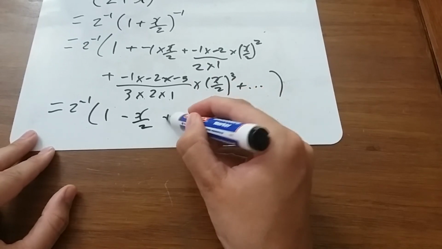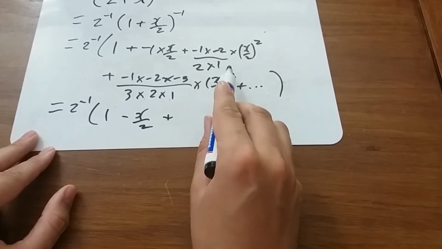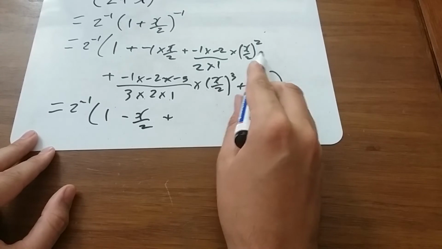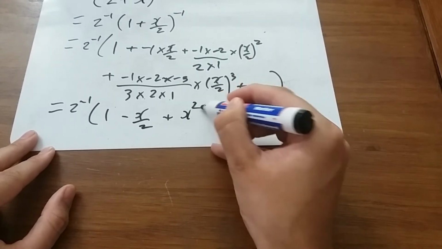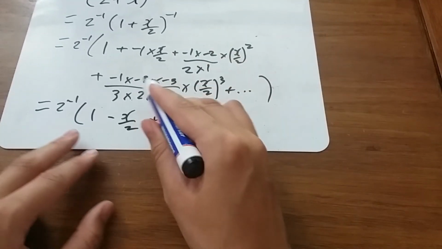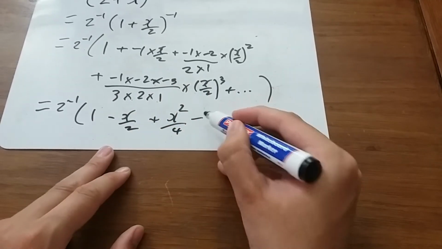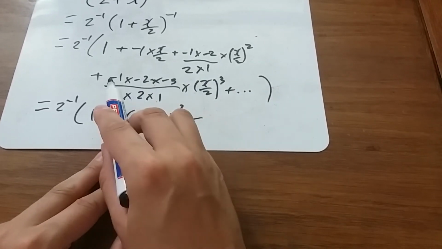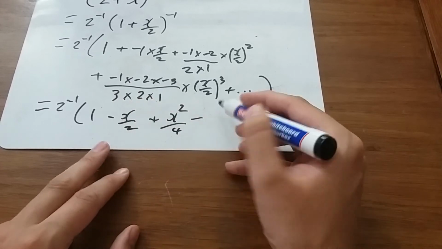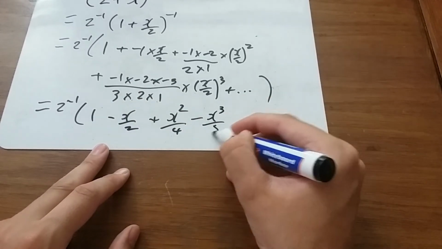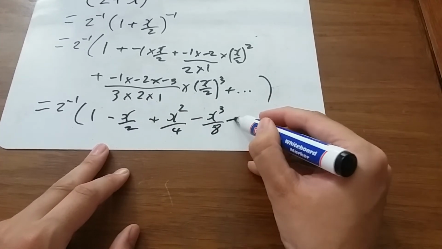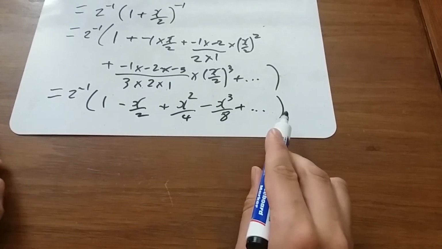Minus times minus is a plus. 1 and 2 all cancel out. And so it's only this thing left. X squared over 4. Next one, minus times minus times minus is minus. 3 times 2 times 1, 3 times 2 times 1, those all cancel out, and we're left with this thing. There's often a lot of cancelling on these. You can probably see what the general pattern is here.